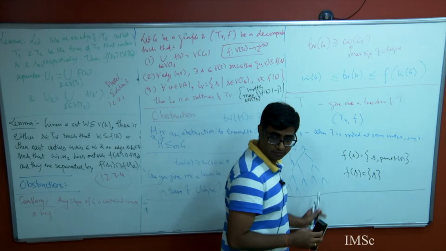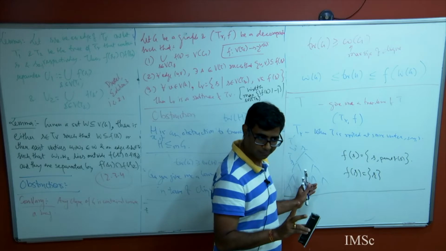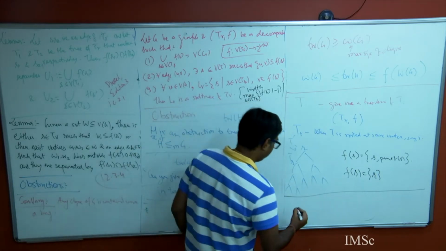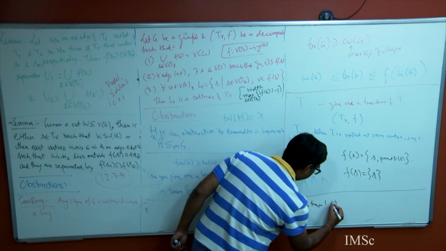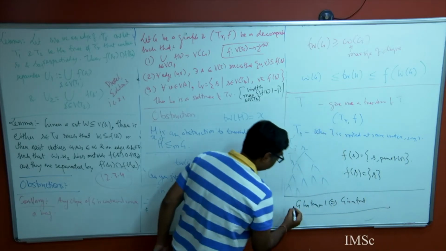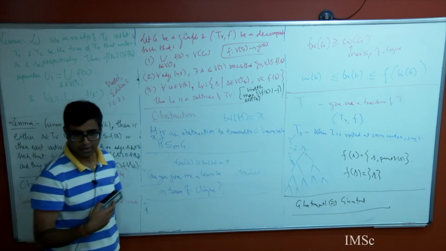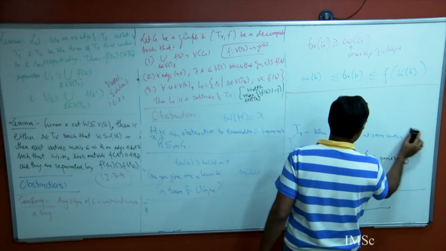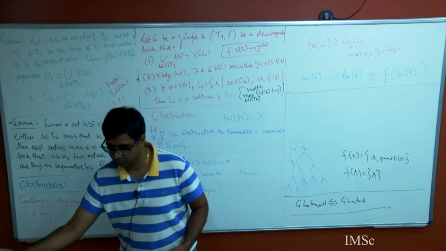So this is why the tree width of a tree is 1, not 2. And you can also prove for yourself: G has tree width at most 1 if and only if G is a forest. Okay, it's a characterization. Excellent.